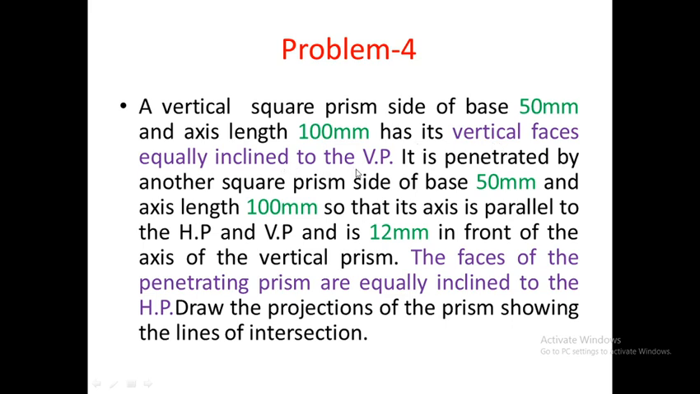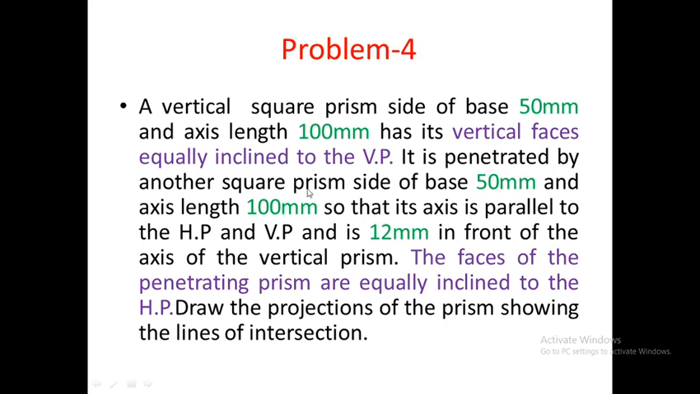Since the vertical faces are equally inclined to the VP, when we draw the top view of the vertical square prism, we will draw a square in the form of a kite with its side equal to 50 mm. Now the vertical square prism will have its top view as a square, whereas the front view and the side view will be rectangles.